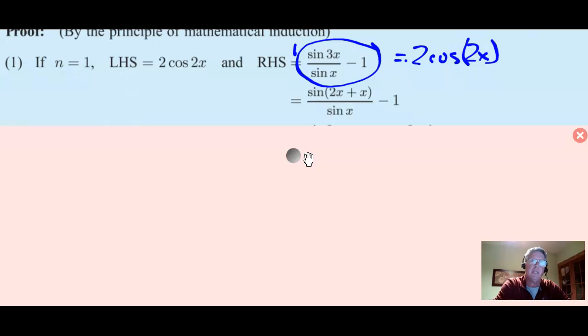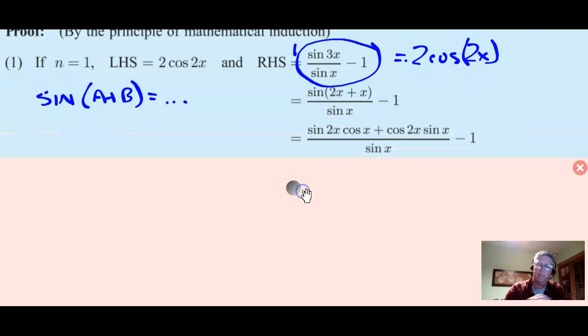3x can be written as 2x plus x. Why is that good? Because maybe you recall sine of a plus b is equal to something. You just got to start somewhere, right? So that is the double angle formula, and for some reason I got these backwards. The next slide has this in front of you. So that's my A and that's my B. If I do this, sine A cosine B plus cosine A sine B. Beautiful. Can you see a 2 cosine 2x in here?